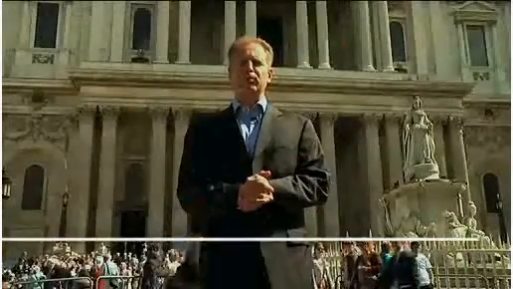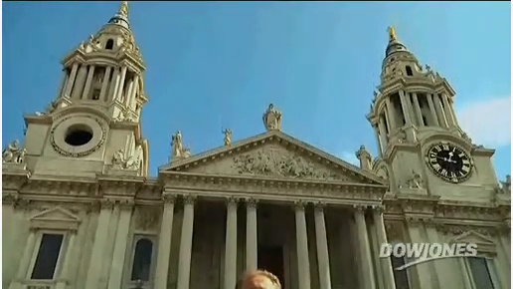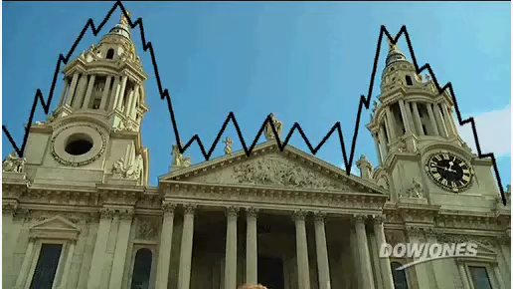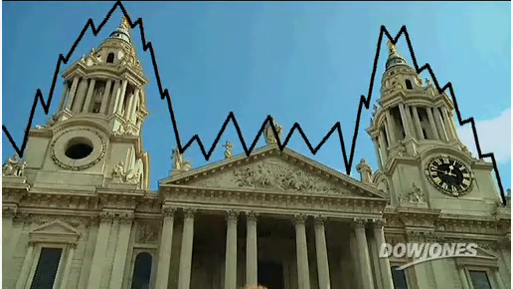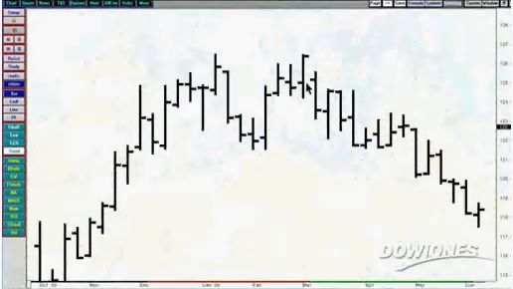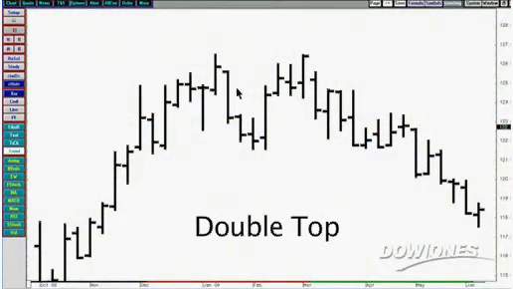I'm standing in front of St. Paul's Cathedral in London, and what's interesting is that if you look at the structure behind me, what you can see there is two sides of the building, which are quite similar to a double top formation, which is a typical reversal formation we look for on charts to spot an end of a trend. And this is exactly what we can see on this chart.